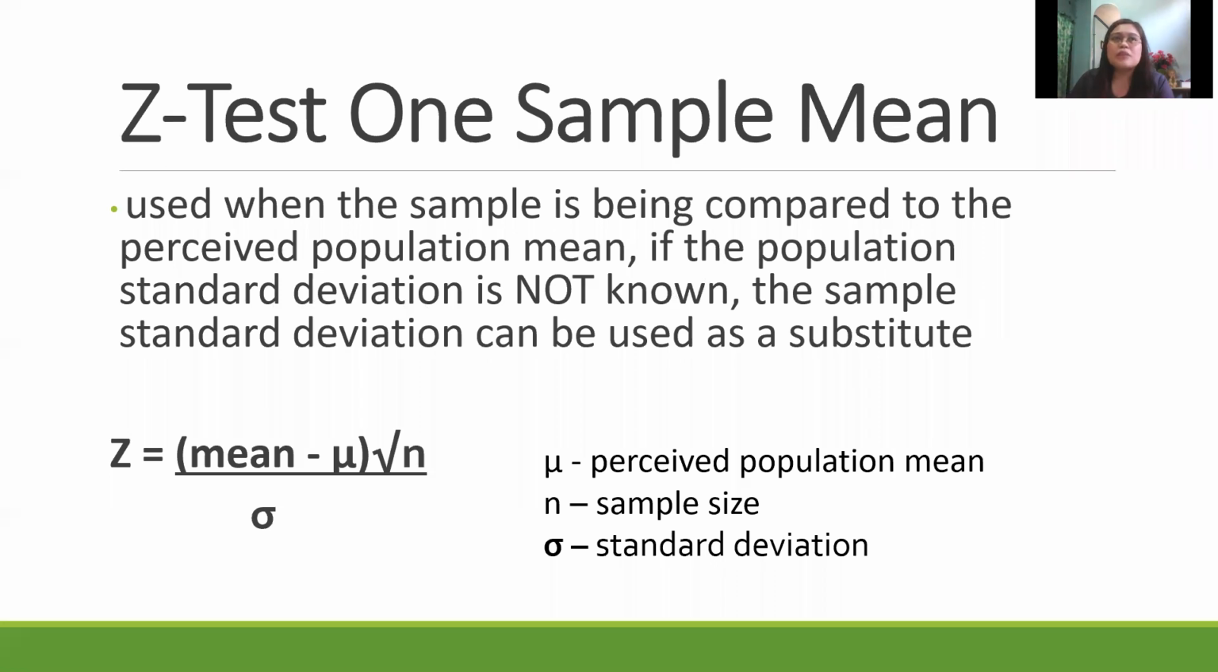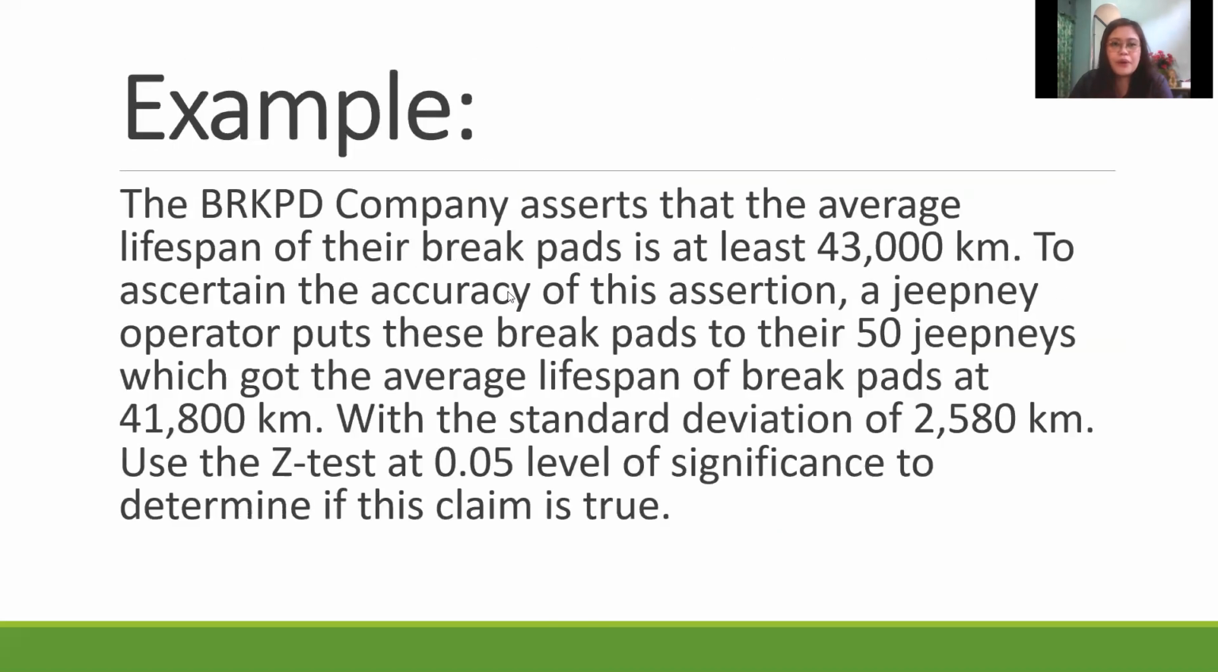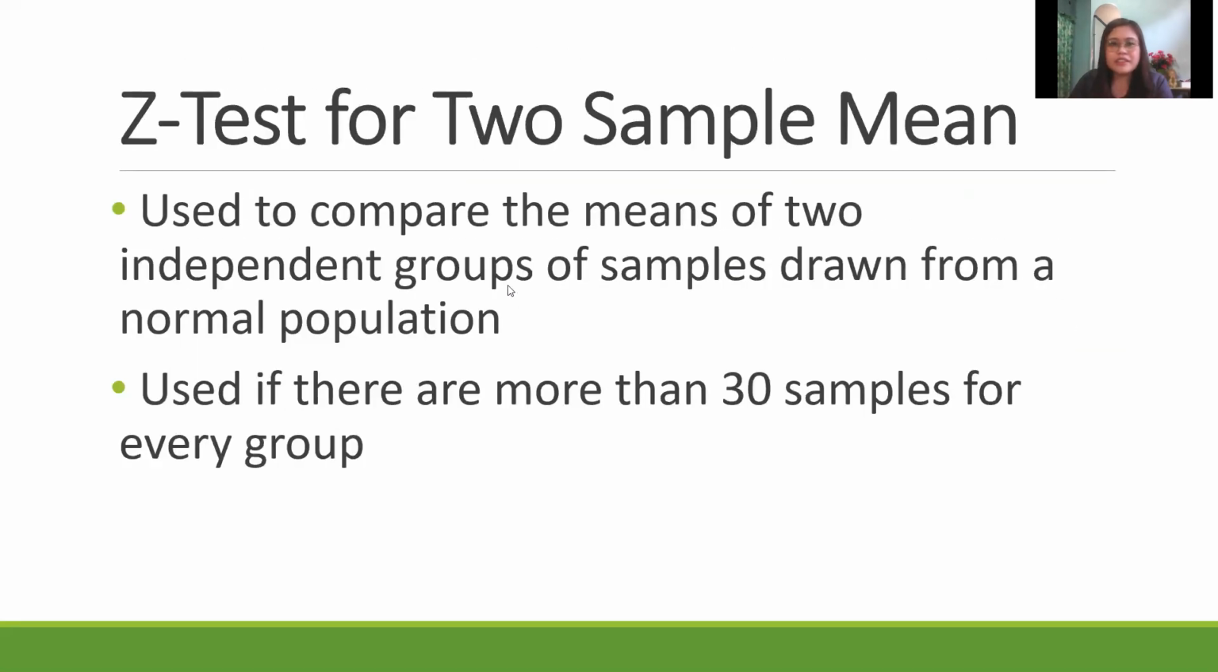So most likely the standard deviation should be for the population. However, there will be times that the population standard deviation will not be available. So you can use as a substitute the sample standard deviation. Now, before talking about the one-tailed and the two-tailed, let's talk about first the z-test for two sample means.